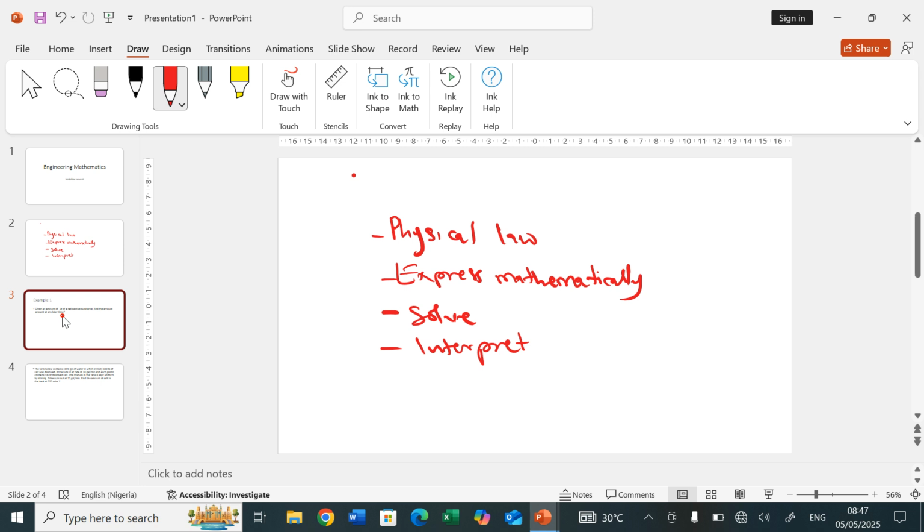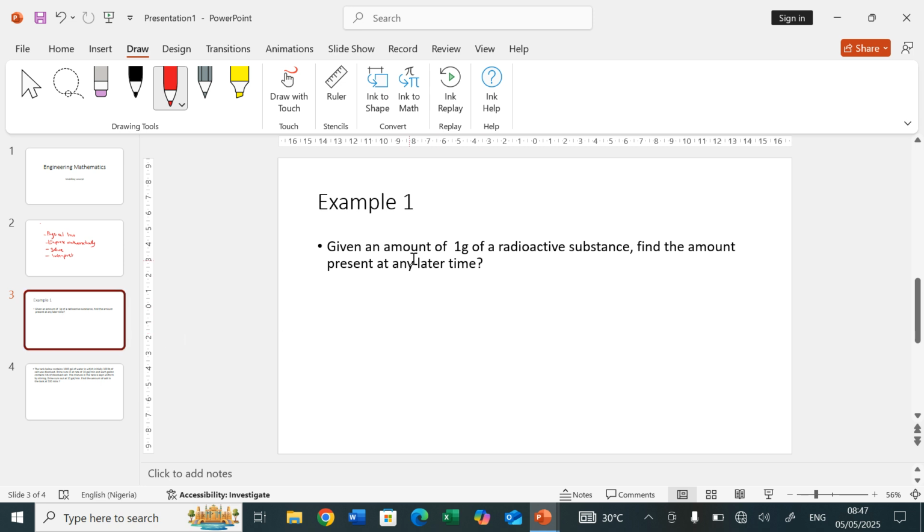Let's look quickly at a simple case. The question goes: you are given an amount of 1 gram of a radioactive substance. Find the amount present at any later time. Now, this is a simple process. It's radioactive, and we know the law guiding radioactive substances, which is that if the amount of radioactive substance is y, then the rate of change of y is proportional. That is, dy/dt is proportional to the amount of y present at that particular time. That is the physical law guiding radioactive substances.